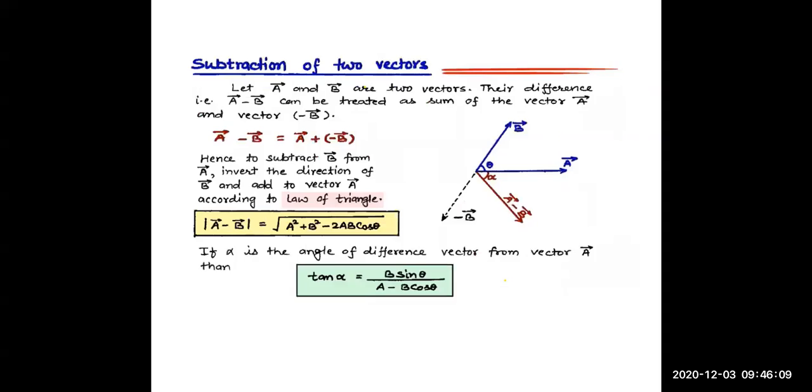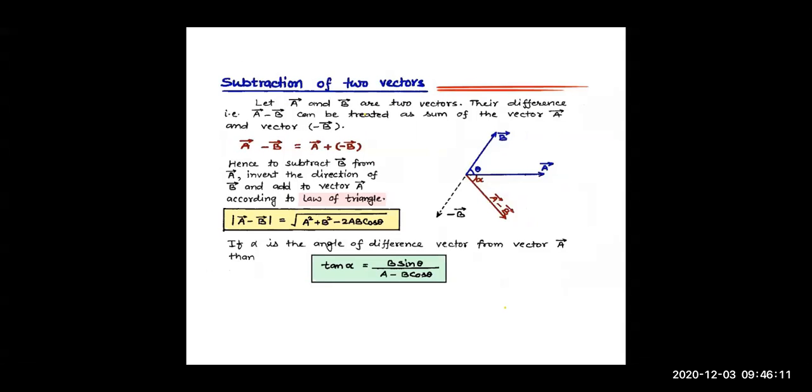So let's see how we are going to do this. So this is your vector A. This is vector B. Inverted B is minus B. Here we can see, right? Now we are going to apply the law of triangle for this, that is A minus B. So you will have A square plus B square minus 2AB cos theta. You will apply this. You will put the values over here, and you are going to easily get the value of A minus B, the magnitude.